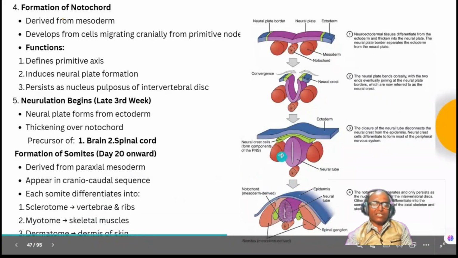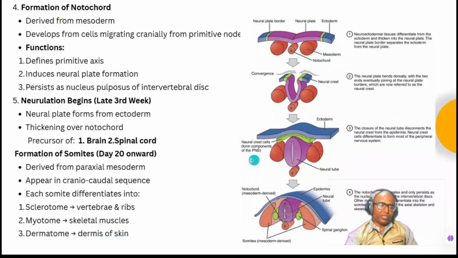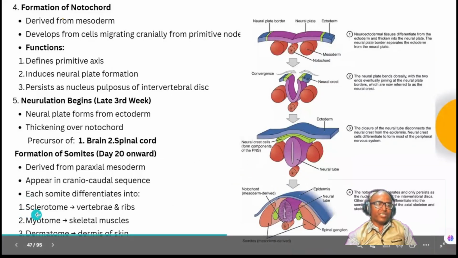Okay, so these are the somites which are getting formed in the mesoderm. They are further differentiating into three: sclerotome, myotome, and the dermatome. Sclerotome will give rise to vertebrae and ribs. Myotome will give rise to skeletal muscle, and dermatome will give rise to the dermis of the skin.